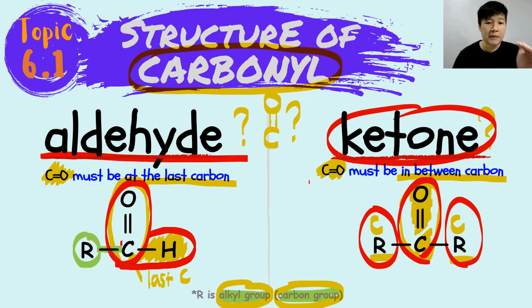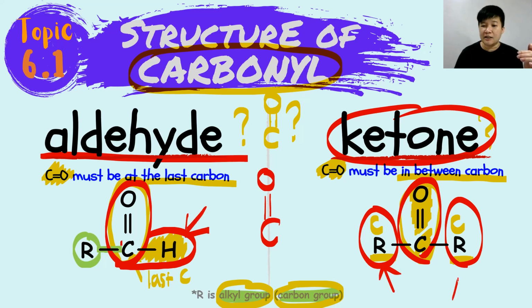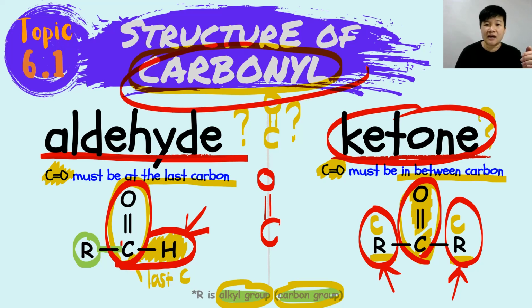And that makes your aldehyde and ketone different. It's actually the position of C double bond O. Aldehyde, you must be holding hydrogen. Ketone, you must be sitting in between carbon. Make sure you understand this. This is the most basic thing that you need to know in the topic 6 carbonyl.